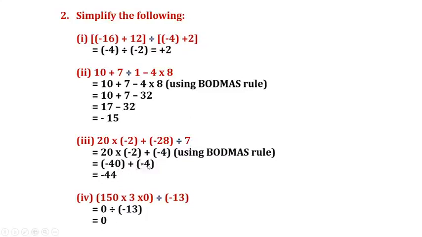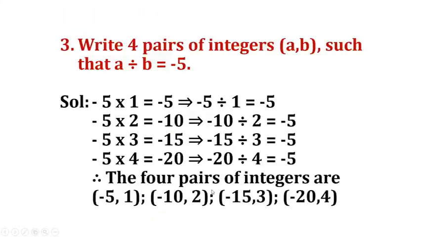Now we are adding the numbers which have the same sign. So add the two numbers irrespective of the sign, which is 40 plus 4, 44, and put the sign which is common to both, which is minus. So minus 44. So next, 150 into 3 into 0 divided by minus 30. Observe here in this bracket, 150 into 3 into 0 is 0 only, divided by minus 13. 0 divided by any number is also 0. So this is the fourth one.